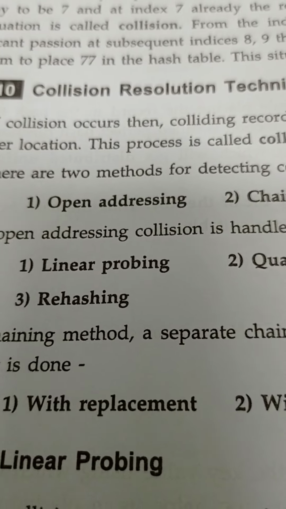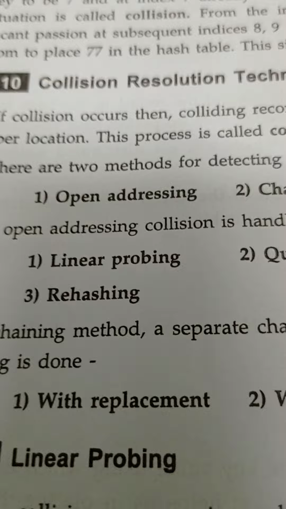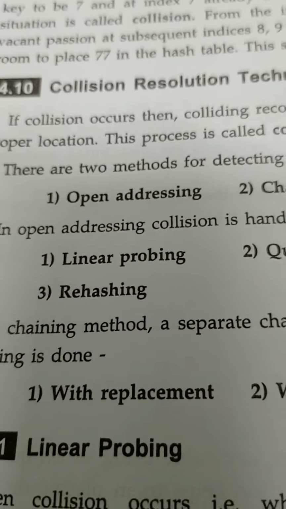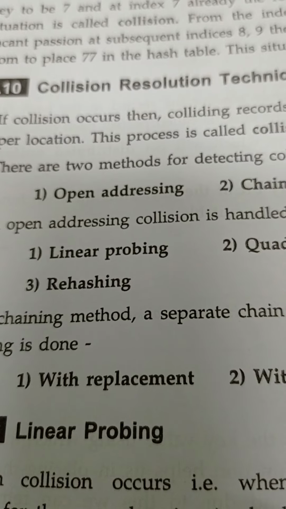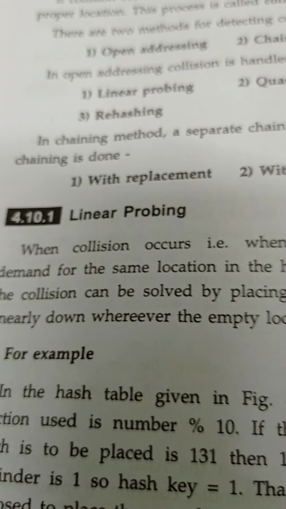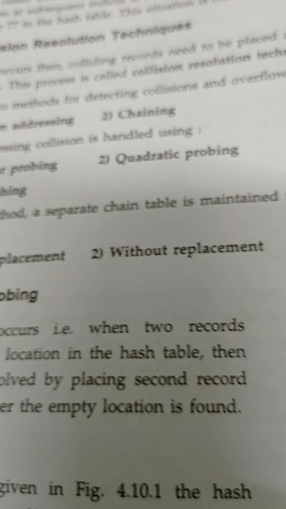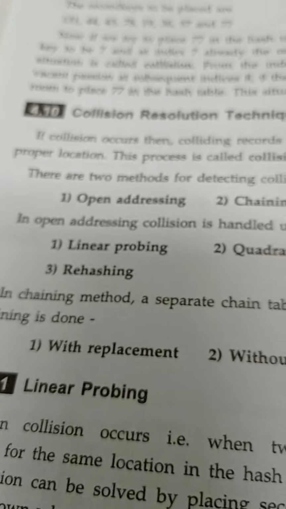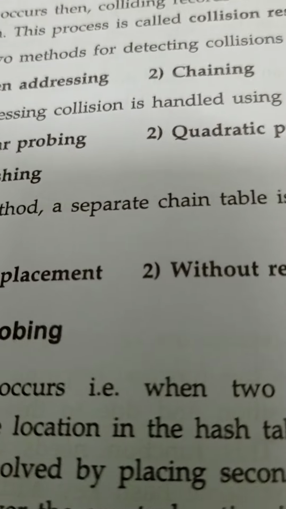Suppose you divide 75 by 5, the remainder will be 0. It means that all will point to the same location, the 0th location. But using the concept of chaining or linear probing, quadratic probing, we can overcome and resolve the collision. There are so many concepts here.